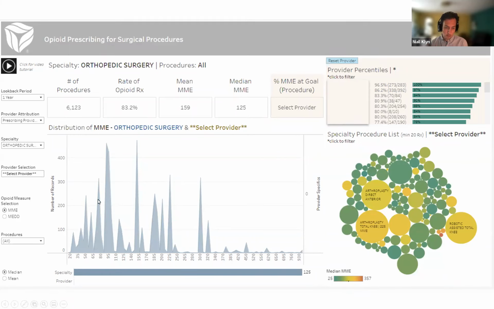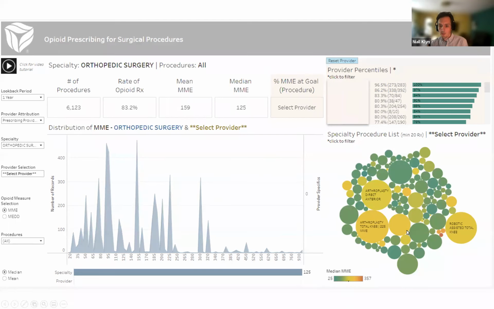Here we have the distribution of that morphine milligram equivalent. So this is just like that histogram you saw earlier. Instead of bars, we've got it as that area chart. And then on our right-hand side, we have a bubble plot that is helping us narrow into the procedures. As I said before, it may not make sense to think about it just as provider to provider within a specialty. We need to get down to those different procedures. This provider may be at 96% and this one may be at 80%, but maybe they have a very different case mix of their actual procedures. And so that would not be as useful a comparison as if we select it down to an individual procedure.